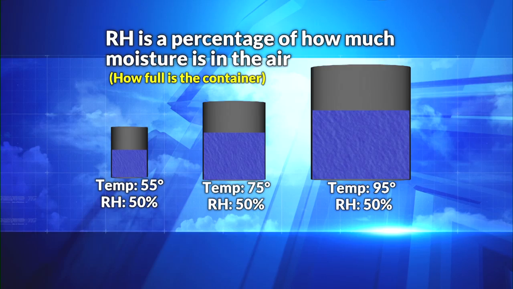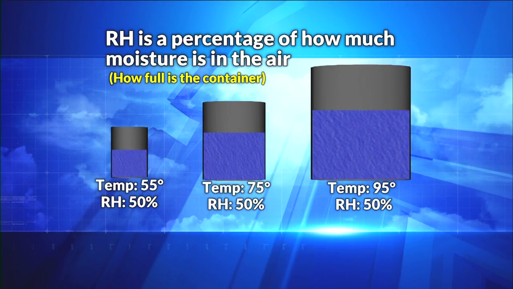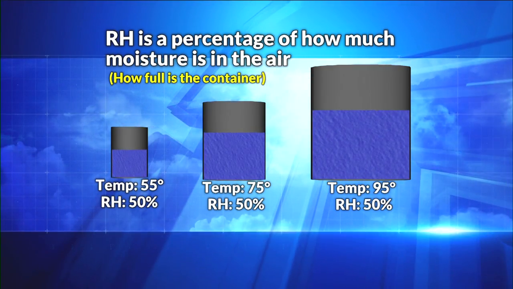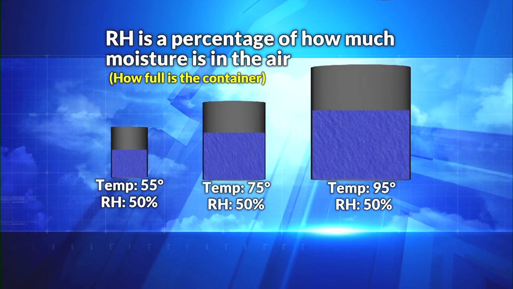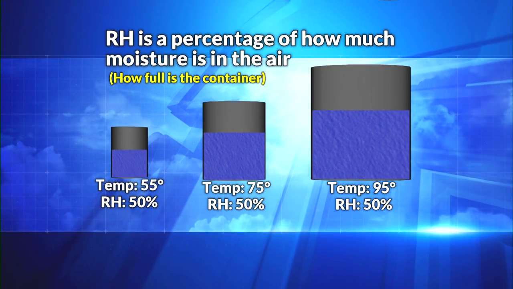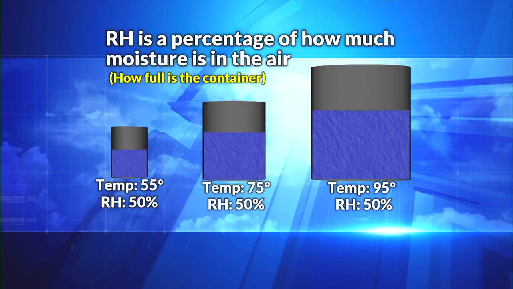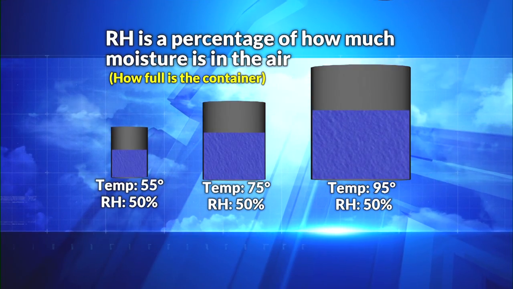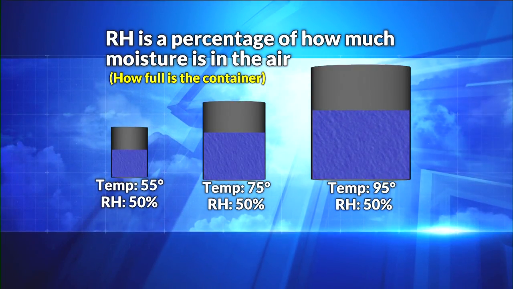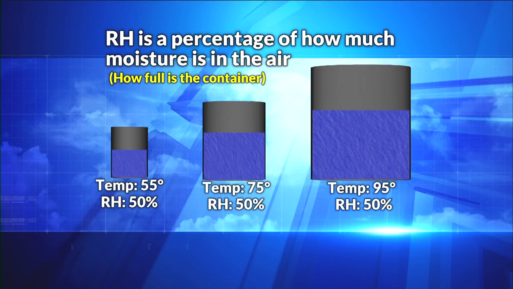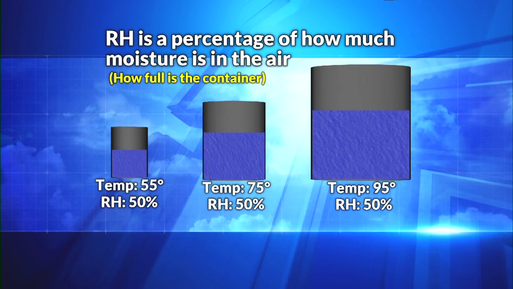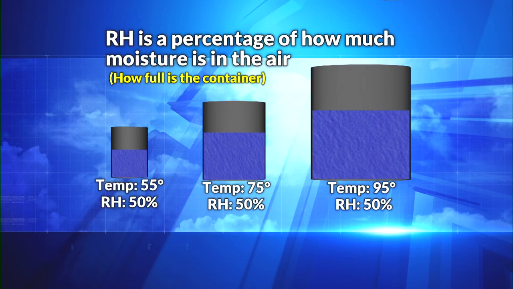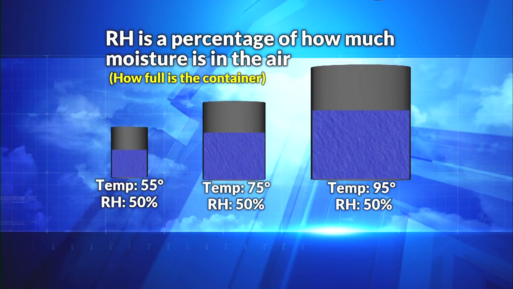So let's ratchet this up a notch here, Tom, and talk about how relative humidity is a percentage of how much moisture is in the air. Exactly. What Craig drew here is he filled all 3 cylinders to 50%. Again, it's not water like in a pool. Think of it as water vapor. Right, that's the vapor. We just drew it as water so you can easily see it.